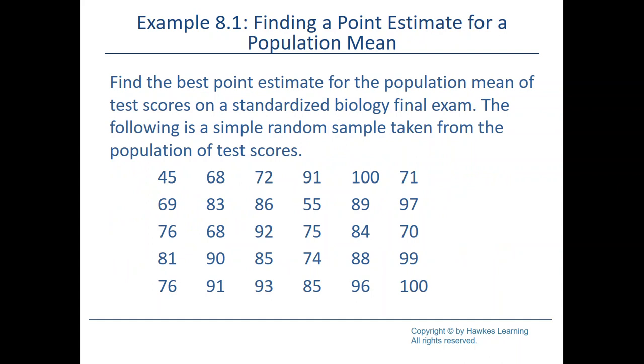Let's start by finding the best point estimate for a population mean of test scores on the standard biology final. The following is a simple random sample taken from the population of test scores. Remind yourself we have a few different ways to do this. We can do this by hand, or we can use our calculator. Since this is just raw data, we are going to put all of these in the calculator and run a 1-Var Stats. So let's do that.